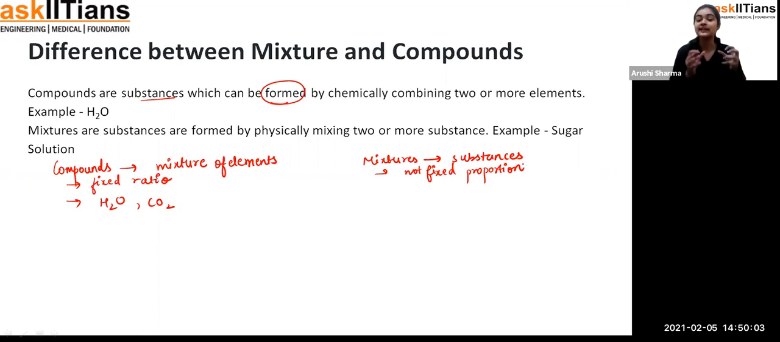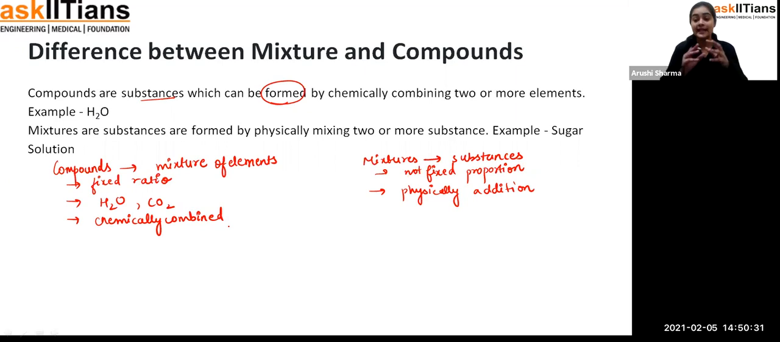But in a compound, the elements combine together with the help of a chemical bond. Here we can see physical addition, and in this case H2O, CO2, they are all chemically combined. Fine, students. So in compounds, elements are combined with each other with the help of a chemical bond, and they are present in a fixed ratio. Whatever the condition will be, that ratio is not going to change. But in a mixture, the substances are added up physically, according to our need or the need of the solution. They do not have any fixed proportion, and we can change it according to our wish, whether we want one spoon of salt or 2 spoons of salt.